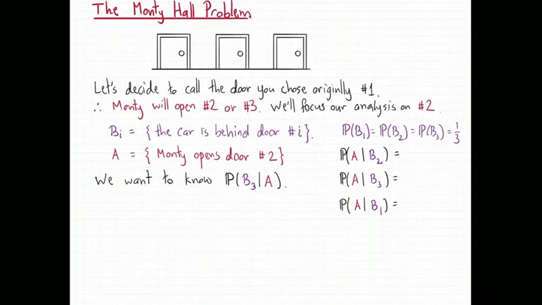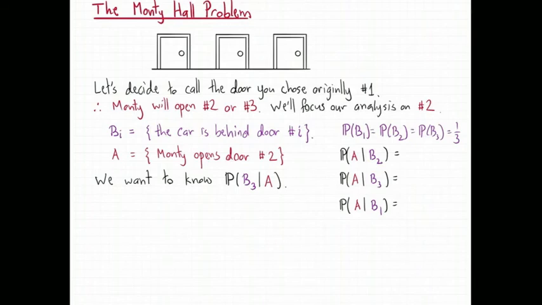So let's think of the events that we need to analyze here. Let B1 be the event that the car is behind door number 1, B2 is the event that the car is behind door number 2, and B3 is the event that the car is behind door number 3, and there's even odds that it's behind any one of the 3 doors.